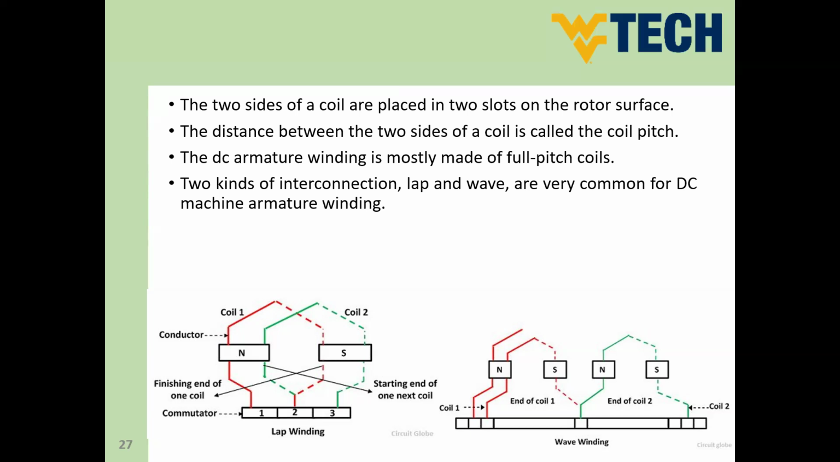Now, guys, how can we make the windings of a DC machine? There are two well-known techniques of making the windings. The two techniques are called lap winding and wave winding.